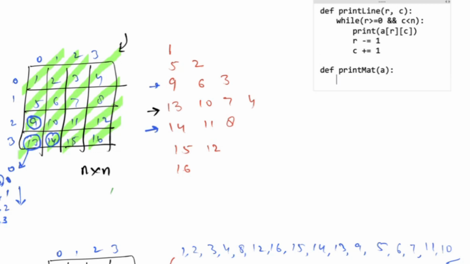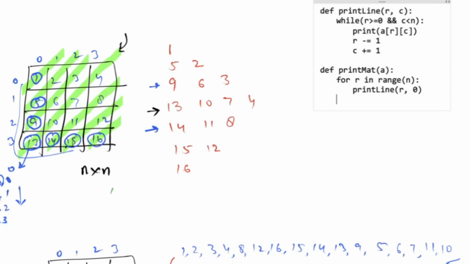Can I say the first starting point is 1? So it'll be 1, 5, 9, 12, like this, right? So all of these are starting points, right? Initially, row is changing, but the column remains constant, right? So we'll say for row in range n, print the line with row R and column 0. Does it make sense?